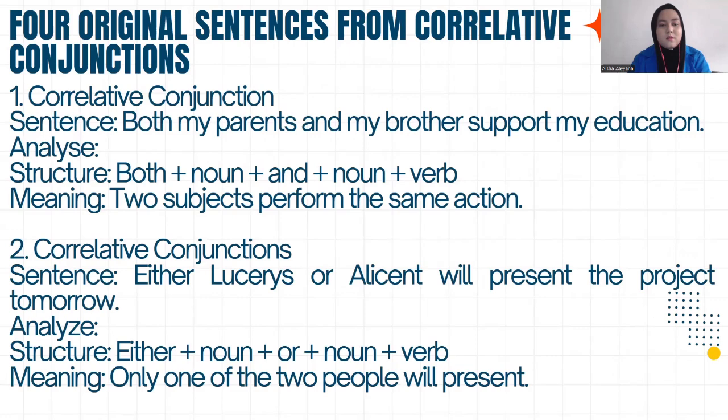Number two, the sentence is: either Lucius or Alison will present the project tomorrow. The structure is either plus noun plus or plus noun plus verb. The meaning is only one of the two people will present.